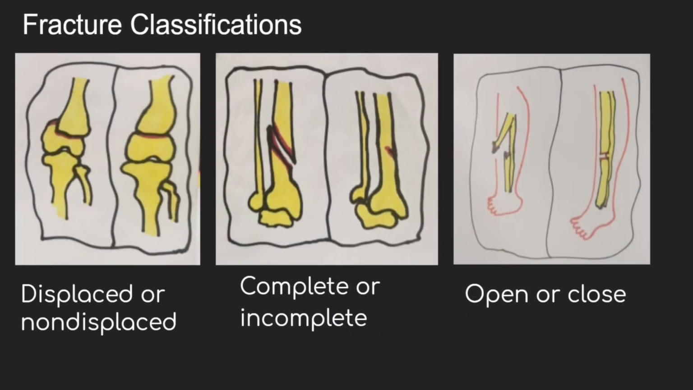Fractures can be classified in different ways. Firstly, by the position where the bone ends after the fracture. In this case, there will be a displaced or a non-displaced fracture. Secondly, by the completeness of the break. Based on this, if the bone is broken through, the fracture is a complete fracture, and if not, the fracture is an incomplete fracture. And thirdly, by whether the bone penetrates the skin. If so, the fracture is an open fracture, and if not, the fracture is considered a closed or a simple fracture.